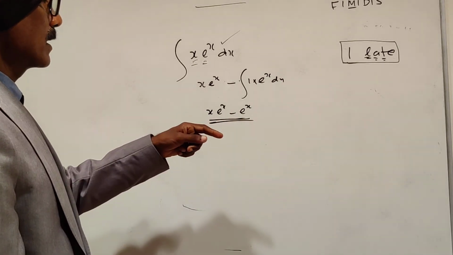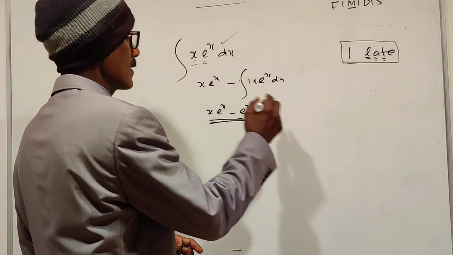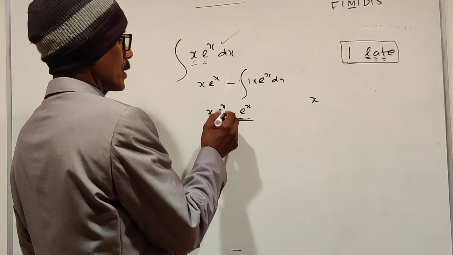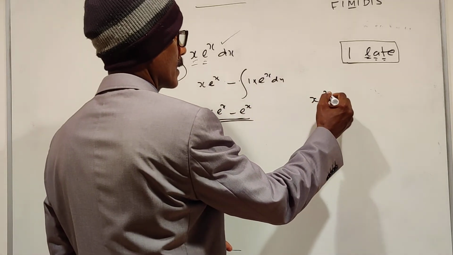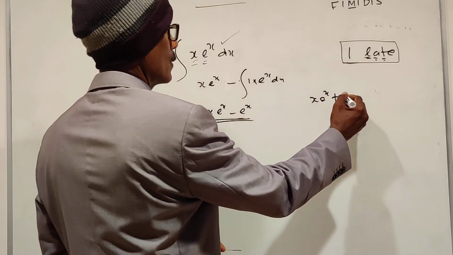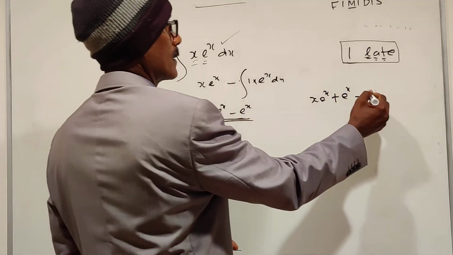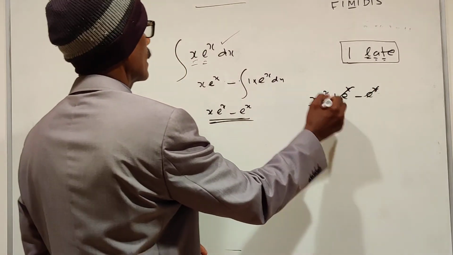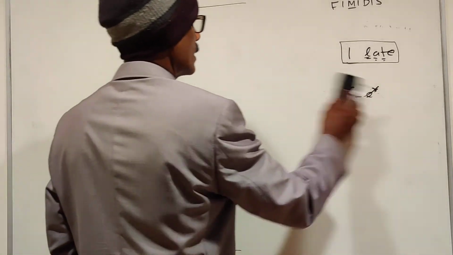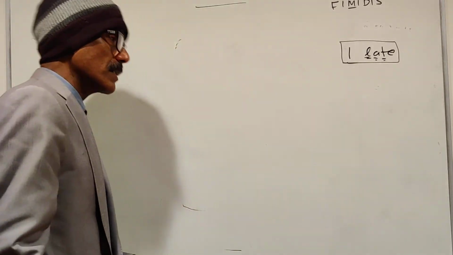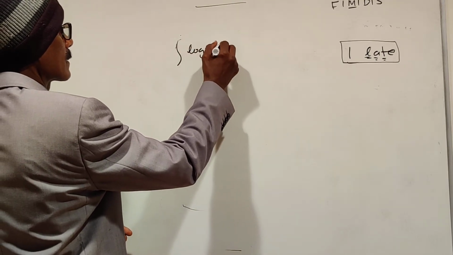If you want to check the answer, you can do it. If you differentiate this, you get the answer. Just apply the product rule because there are two functions: x times e raised to x, the derivative of e raised to x is e raised to x, plus e raised to x times 1, minus the integral of e raised to x, which is e raised to x. Cancel out, you get the question.